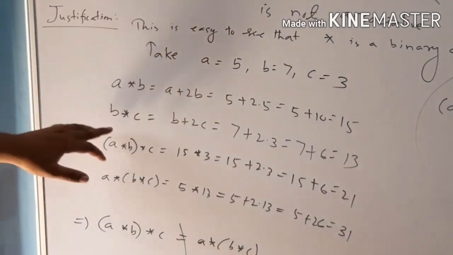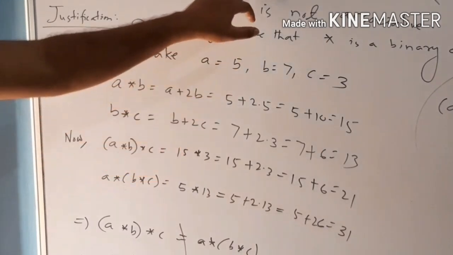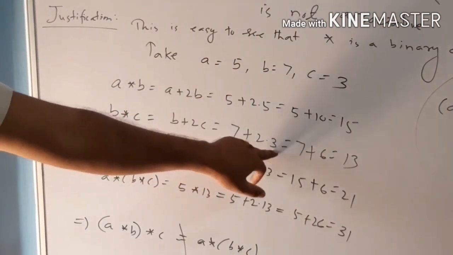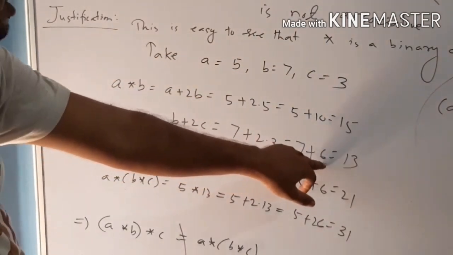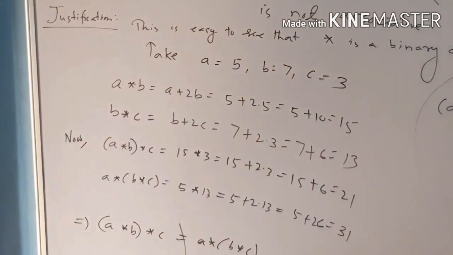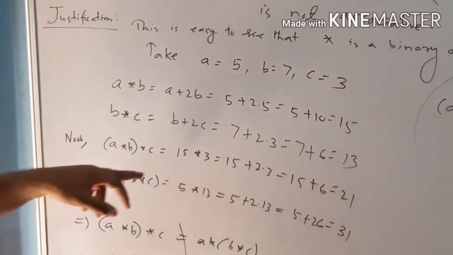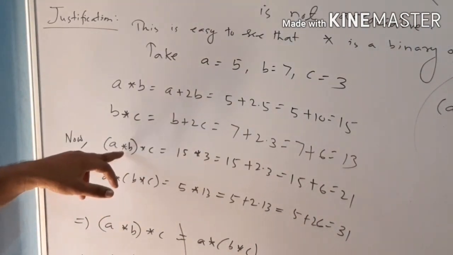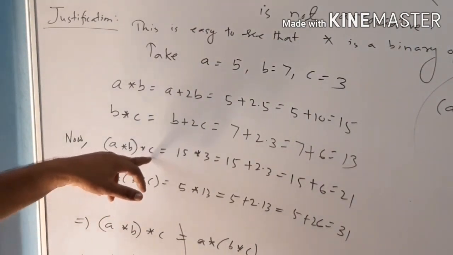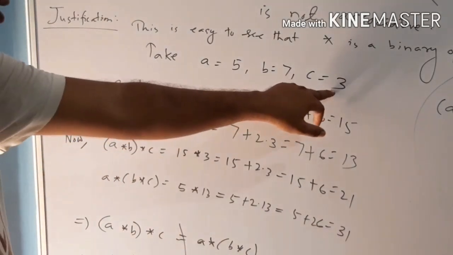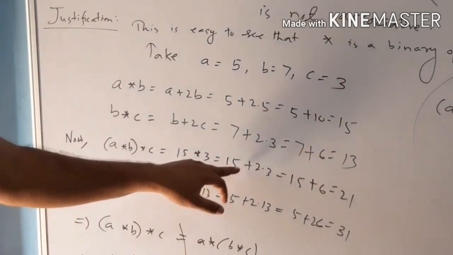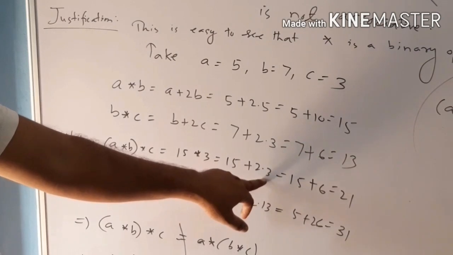And what is B star C by the definition? B plus 2C. So 7 plus 2 into 3, that is 7 plus 6, that is 13. So now what is (A star B) star C? That is equal to, I have calculated this is 15. Star, I have taken the value of C is 3. So by the definition 15 plus 2 into 3, that is equal to what?